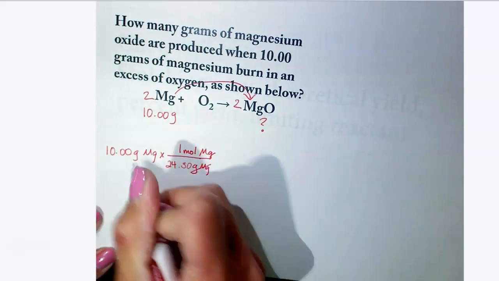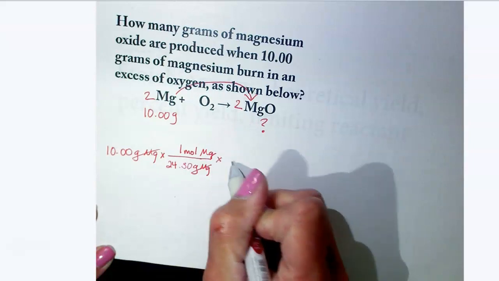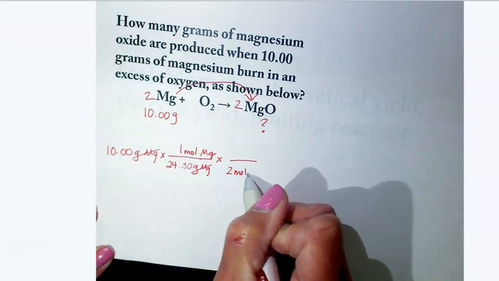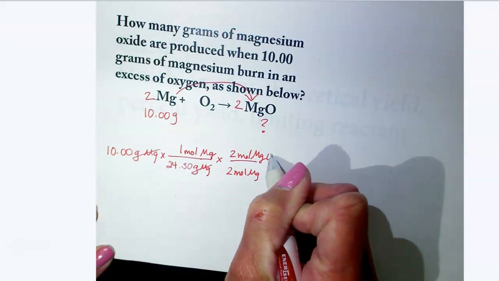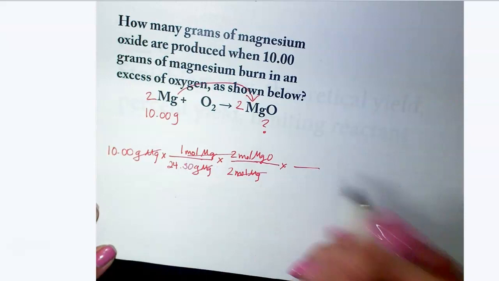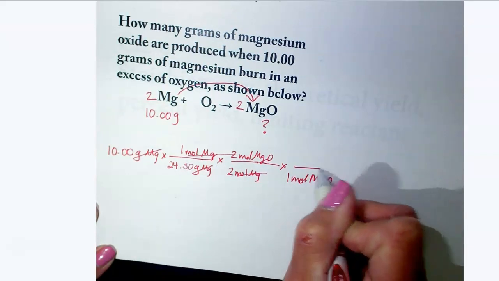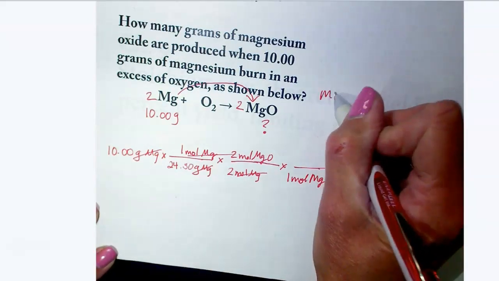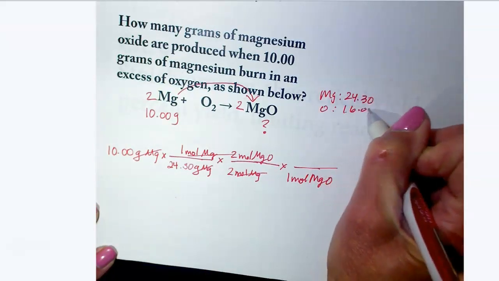Okay, so grams of magnesium gone. I'm sitting at moles of magnesium. I'm going to go to my mole ratio over here. I have a 2-to-2 ratio. So 2 moles of magnesium over 2 moles of magnesium oxide. This is kind of easy because that basically cancels each other out. So then I have to go from moles of magnesium oxide to grams. So I do have to calculate there. So magnesium is 24.30, oxygen is 16.